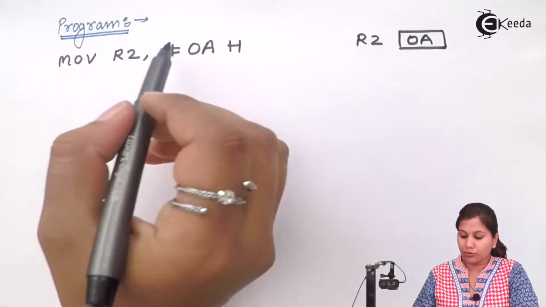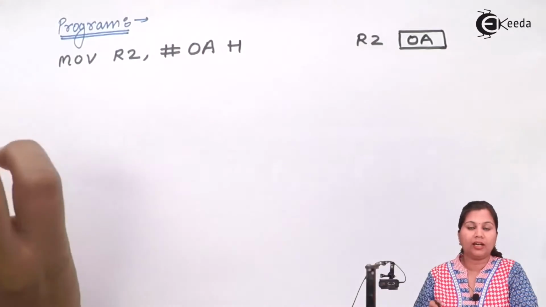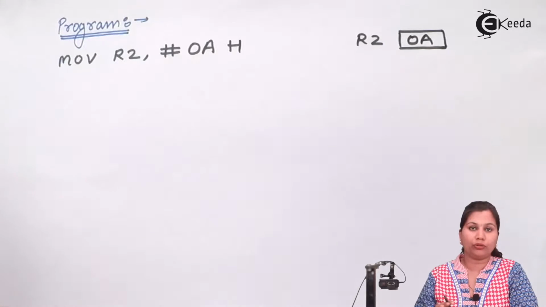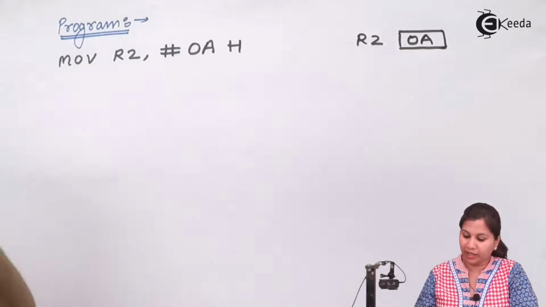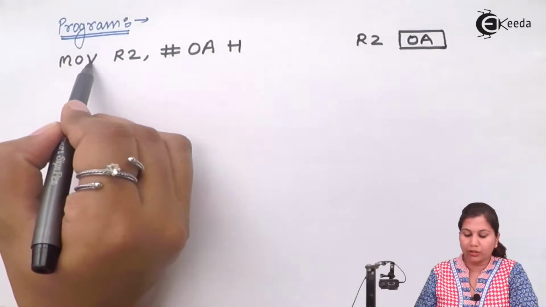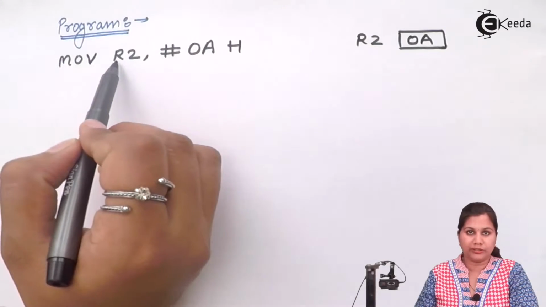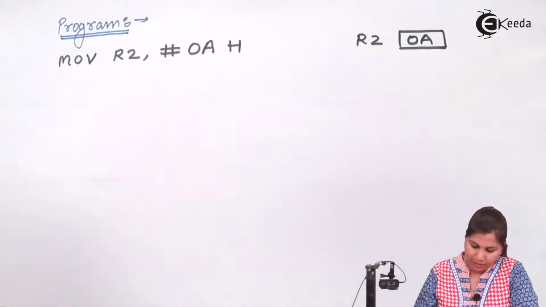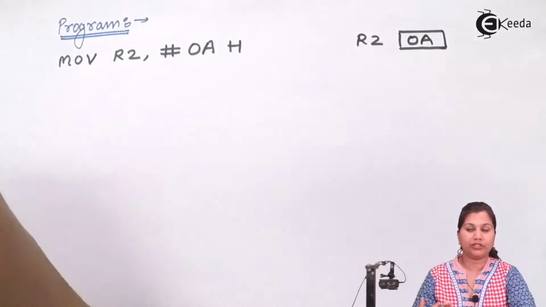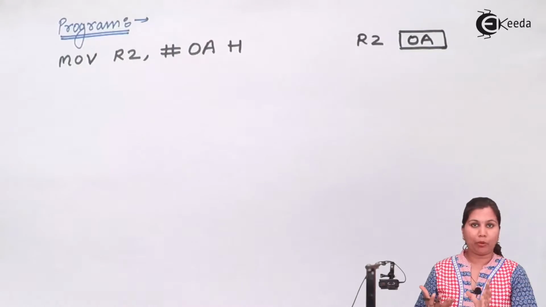And whenever we want to move any data into a register, or into a memory location, we use the instruction MOV. This instruction copies that data into the register. Okay. Now next we have to initialize a memory pointer.